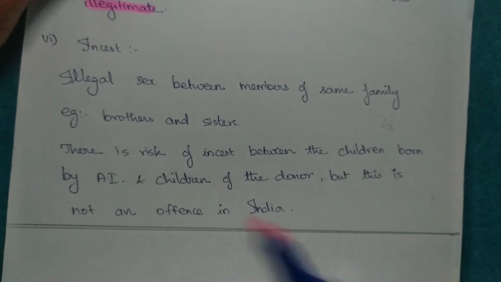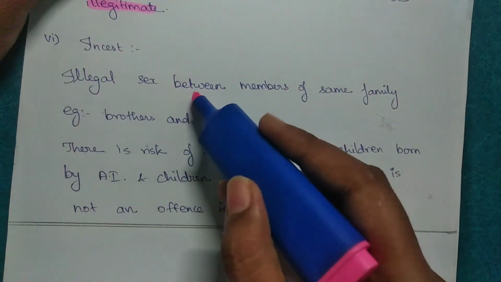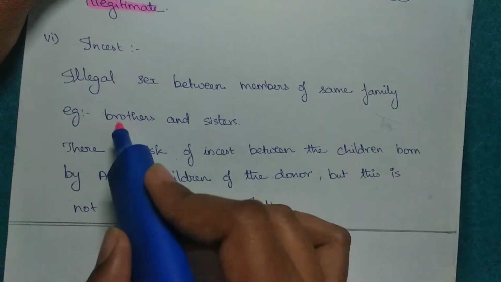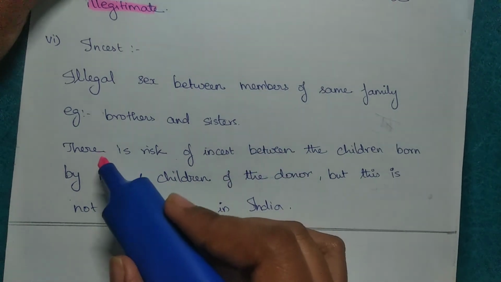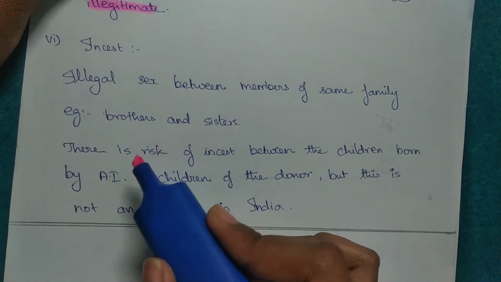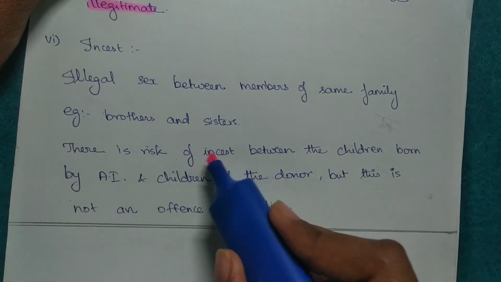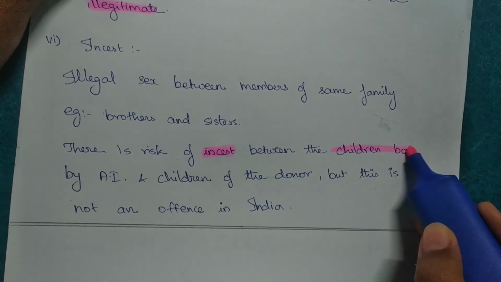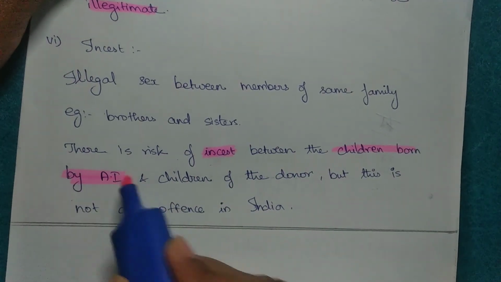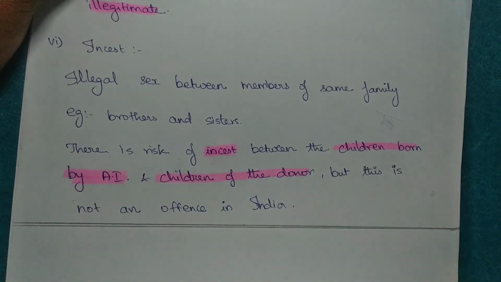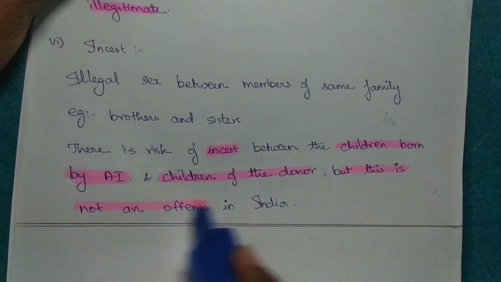And then coming to incest. Incest is nothing but illegal sex between members of the same family, for example brothers and sisters. So here in artificial insemination donor, there is a risk of incest between the children born by artificial insemination and the children of the donor. But this is not an offense in India.